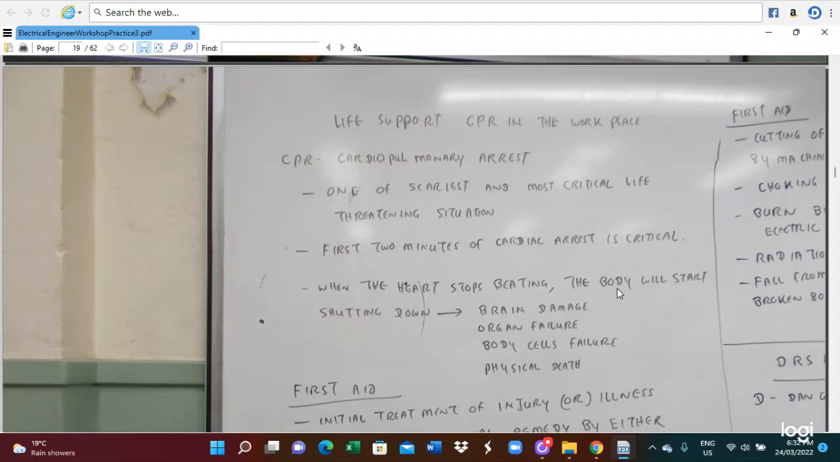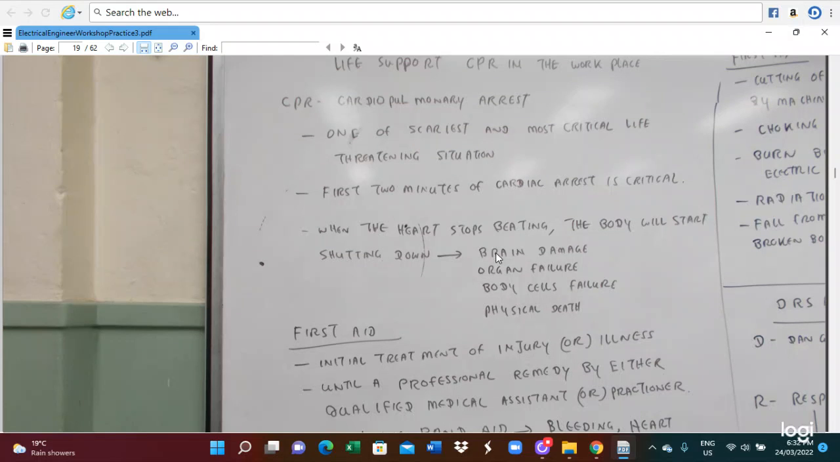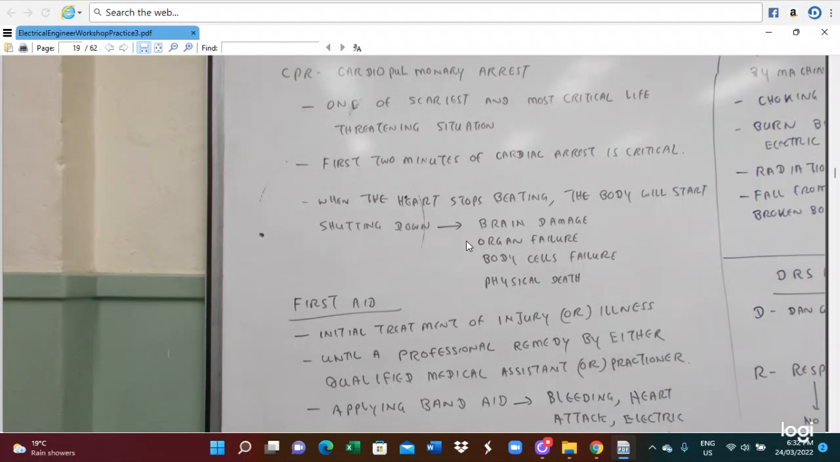The next one is life support, CPR in the workplace. CPR is for cardiopulmonary arrest. This is one of the scariest and most critical life-threatening situations. Sometimes a person's heart stops because of electrical shock and other reasons. In this case, we must provide CPR. The first 2 minutes of cardiac arrest are very critical, because when the heart and breathing stop, the body starts shutting down, which can cause brain damage, organ failure and body cell failure, and physical death can happen.